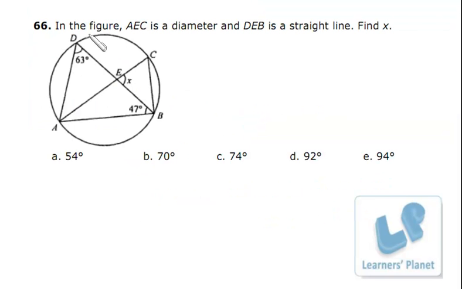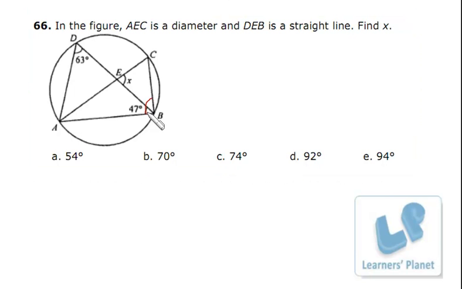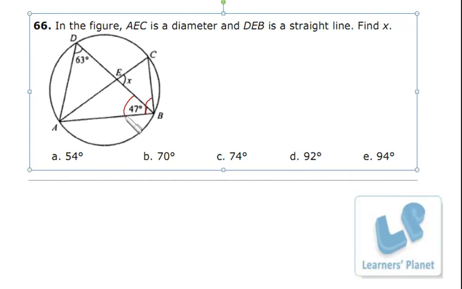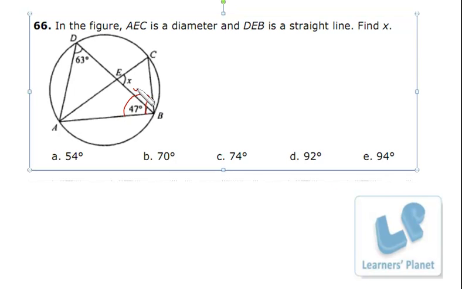Now see this question. In the figure, AEC is a diameter and DEB is a straight line. Find X. Okay. AEB is diameter. That means this angle must be 90 degrees. That is angle in semicircle. Now out of this, this is 47. That means this must be 43.